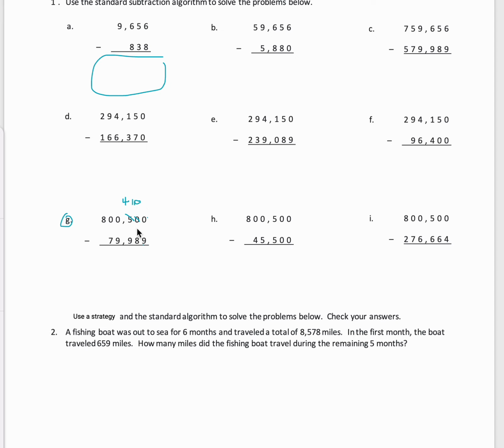Now that I have 10 here, I can get more for the 1. So I'm going to cross that out. This will become a 9. So then this can become a 10. Finally, I have enough to subtract the ones place, right? So if I take 10 and I subtract 9 from 10, I get 1 left over. If I take 8, right, and I subtract it from 9, I have 1 left over.